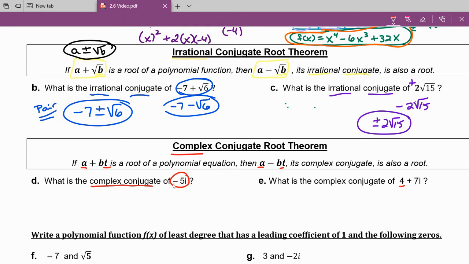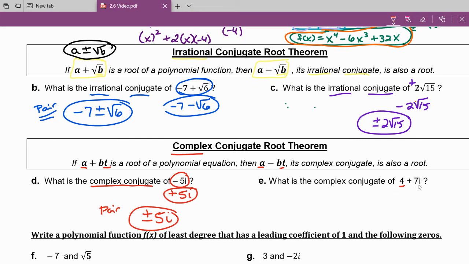So if you have a root of negative 5i, that means you also have a root of positive 5i. So that is its conjugate. So the pair would be positive and negative 5i. And you've seen solutions like this when we were solving polynomials, where you would have positive and negative 5i. When you took the square root of negative 25, you would get positive and negative 5i.